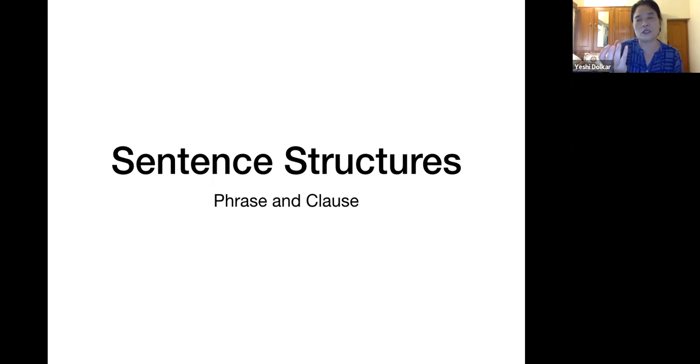Easy structures, difficult structures. All right. Okay. And in this lesson, we are going to focus, before we learn any sentence structures, we are first going to look at the unit of a sentence.